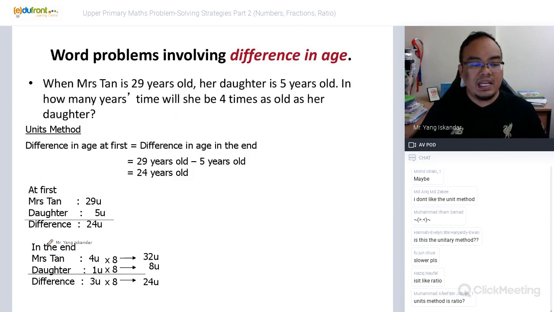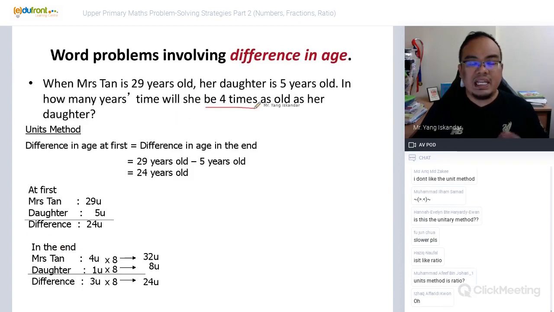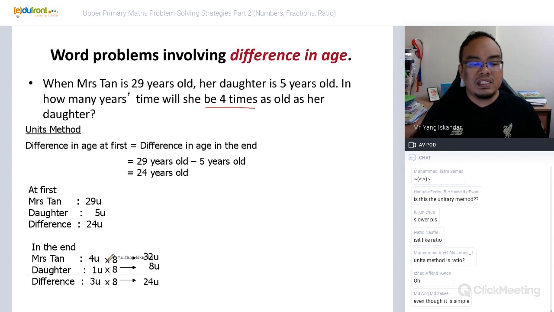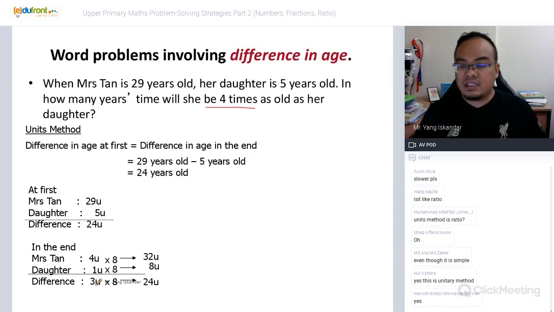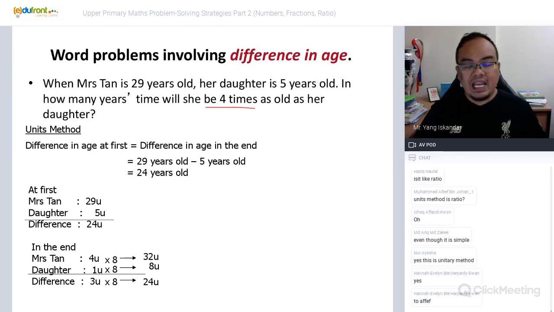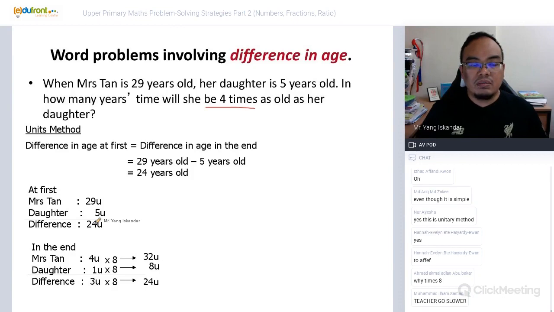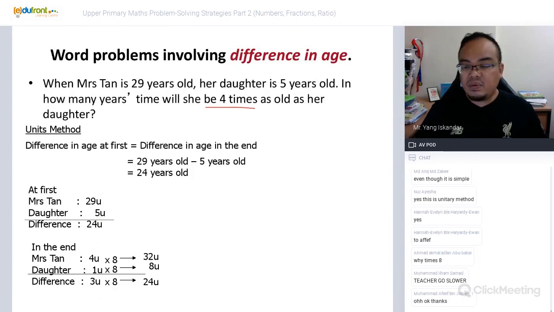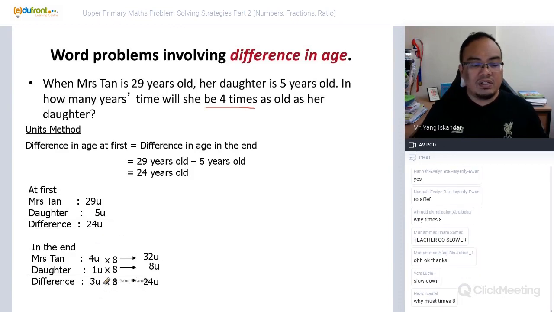In the end, okay, I'm just extracting information from the question. Mrs. Tan is 4 units and the daughter is 1 unit. So the difference between 4 and 1 is 3 units. So what we do is find the lowest common multiple of the difference. Why? Because we know that this is a constant difference question, right? The difference in the beginning and at the end is the same. So what's the lowest common multiple of 24 and 3? Which is 24, right? So 3 units times 8, I get 24.